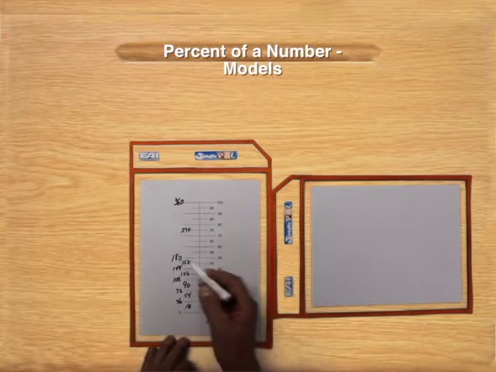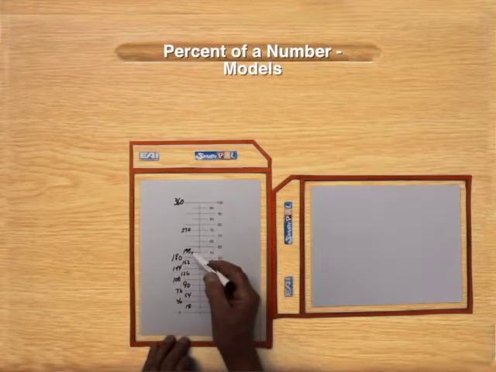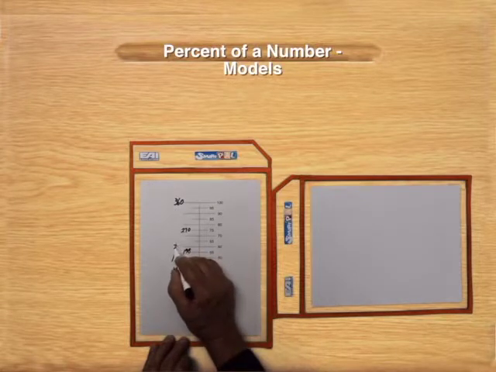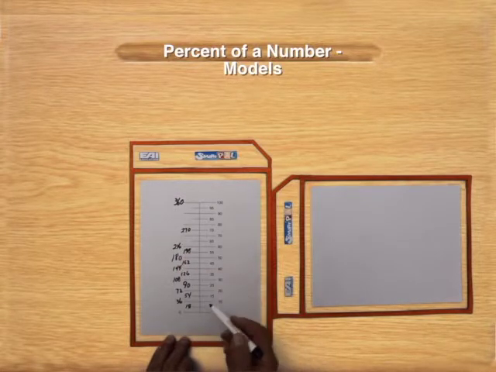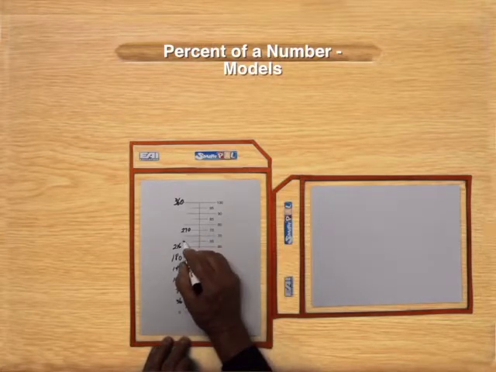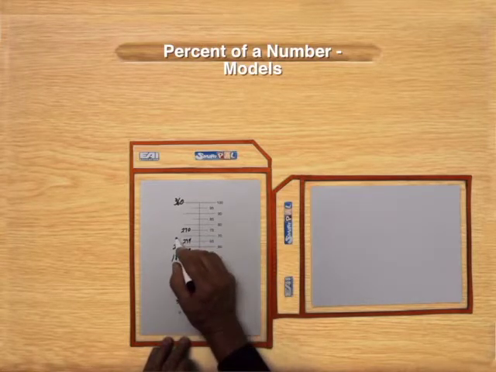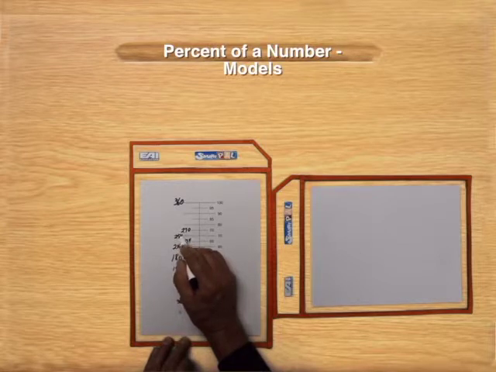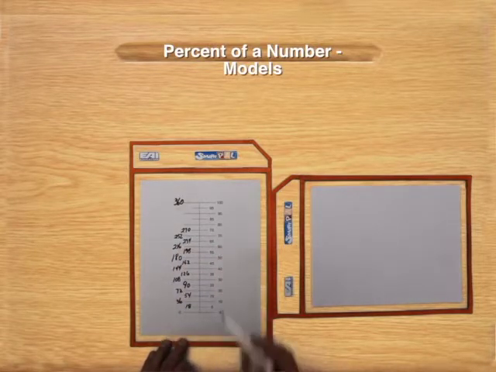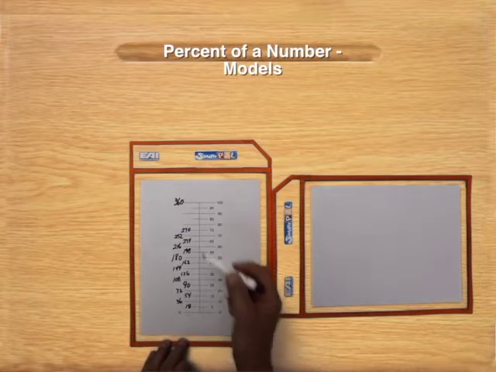We have 18 added to 180, which would be 198. 198 plus 18 would be 216. 216 plus 18 would be 234. And 234 plus 18 would be 252. Then 252 plus 18 gives us the 270.